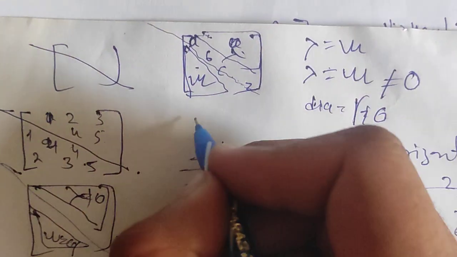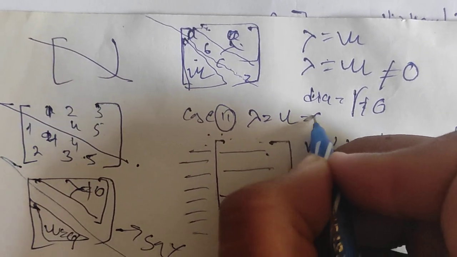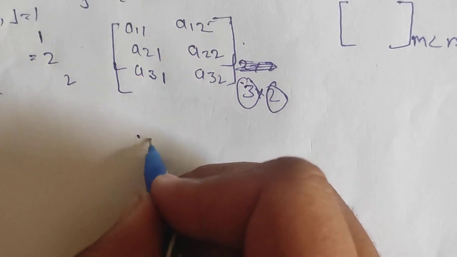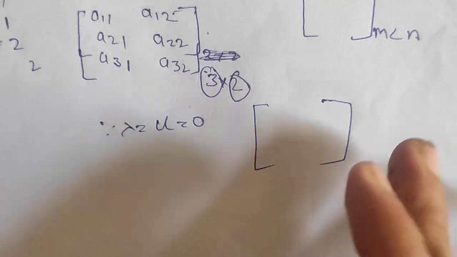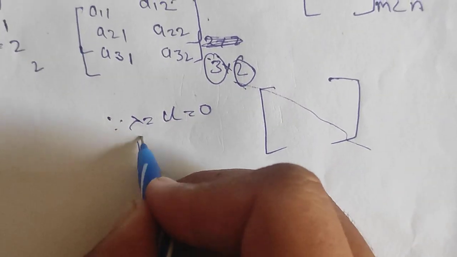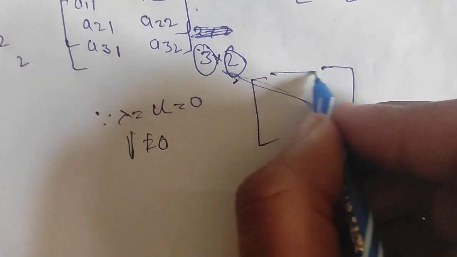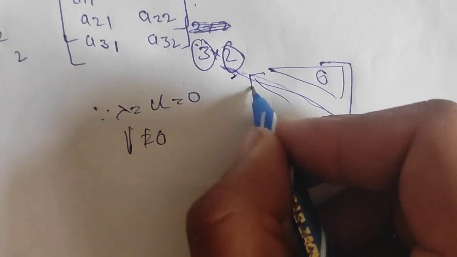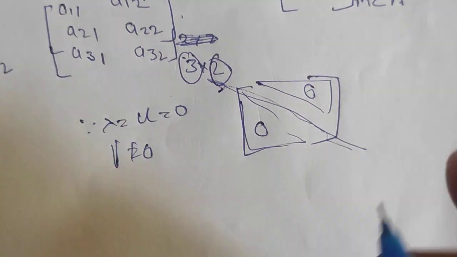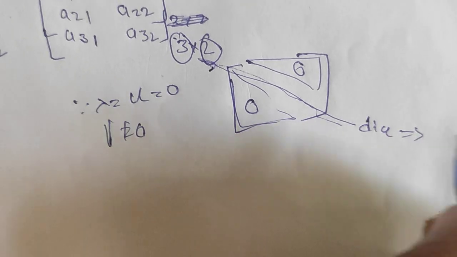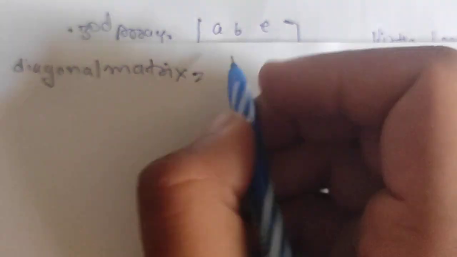So in case 2, if lambda and mu are equal to 0, since we know that lambda is equal to mu is equal to 0, and gamma is not 0, then nothing happens. Now this part is 0 and this part is 0, so we only have the diagonal part. Now we can say that it is a diagonal matrix because it has only the diagonal part, so it is called the diagonal matrix, and we successfully found that.